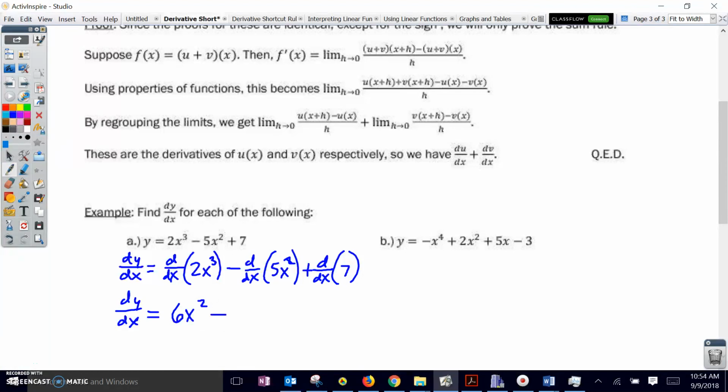Minus the derivative of 5x squared. That's going to be 5 times the derivative of x squared. The derivative of x squared is 2x to the first, so 5 times 2x is 10x, plus the derivative of 7. 7 is a constant, so the derivative of 7 is 0, so that's just going to disappear. And there's my derivative of my function in part A.